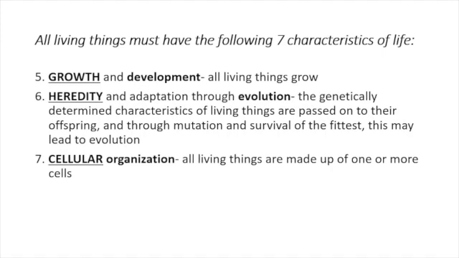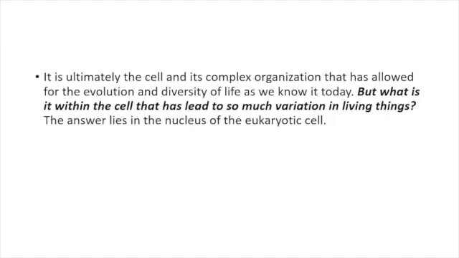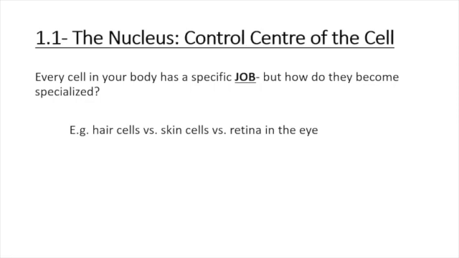Cellular organization, so all living things are made up of one or more cells. Okay, so ultimately it's a cell and its complex organization that allows for the evolution and diversity of life as we know it today. So the important details for this are in the nucleus of a eukaryotic cell. You might remember that a prokaryotic cell is a cell that doesn't have a nucleus. This is throwing back to grade 8 cell biology.